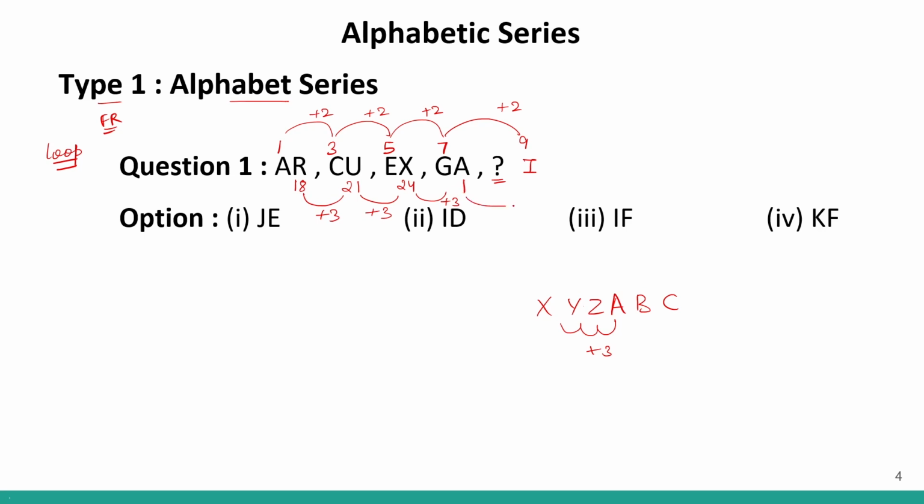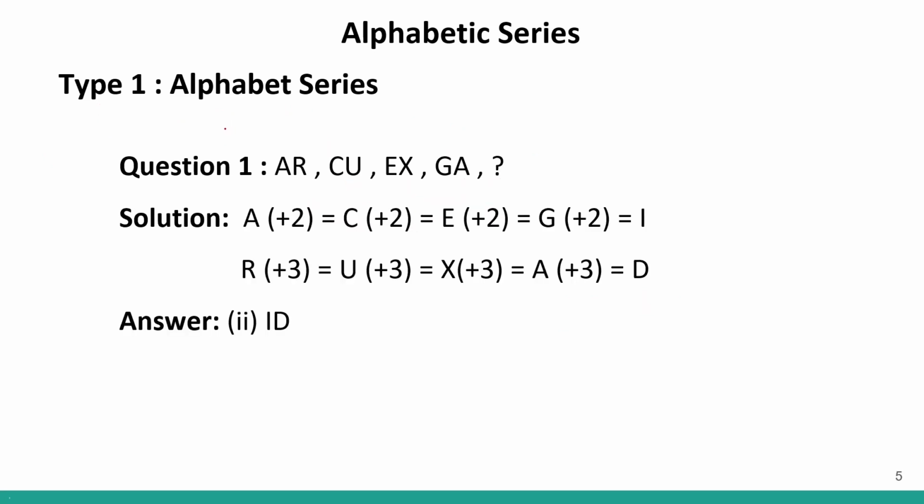So from A, I will do plus 3. So A is 1. So the next element will be 4. And at the fourth position, we have D. So my answer will be I and D, which is option number 2. So for forward ranks, we have already discussed a shortcut multiple times called EJOT, where E is 5, J is 10, O is 15, T is 20 and Y is 25. So you can remember this shortcut for forward ranks. Okay. Now, this is the solution.